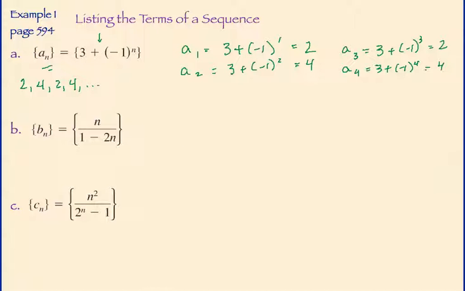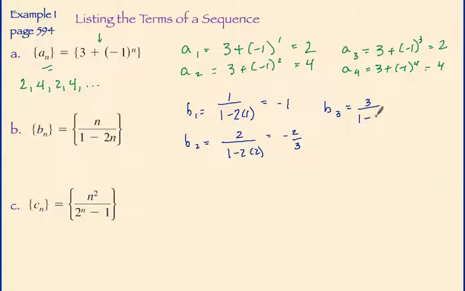Now let's do letter B. B sub 1 is going to be 1 over 1 minus 2 times 1. Well, 1 minus 2 is negative 1, so this just becomes negative 1. What does the second term look like? It's going to be 2 over 1 minus 2 times 2, which is 2 over 1 minus 4, negative 3, negative 2/3. B sub 3 will be 3 over 1 minus 2 times 3. 1 minus 6 is negative 5, making this negative 3/5.